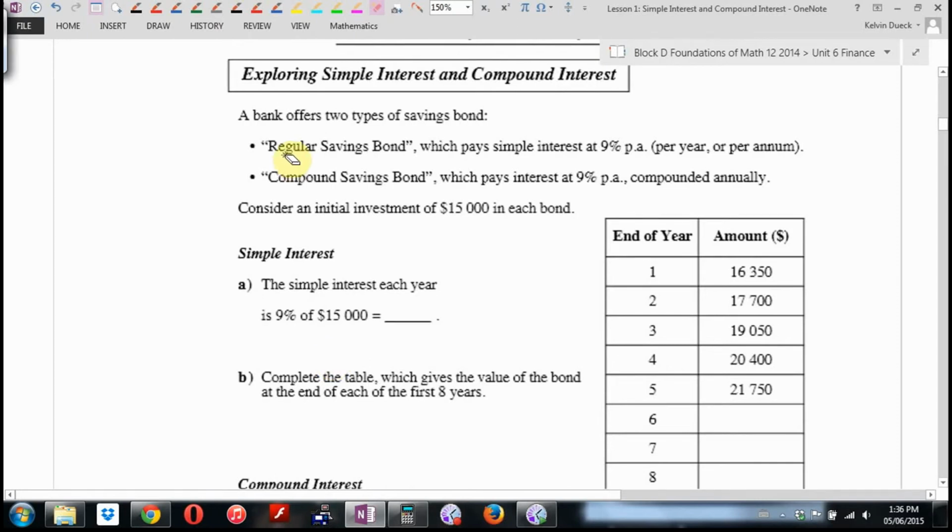A bank offers 2 types of savings bonds. A regular, which gives 9% PA. PA is the abbreviation for per annum. Annum is the fancy Latin word for per year, and they use it in finance. So you got 9% per year simple interest. Can we all underline simple interest? Or a compound savings bond, which pays 9% per year compounded annually.